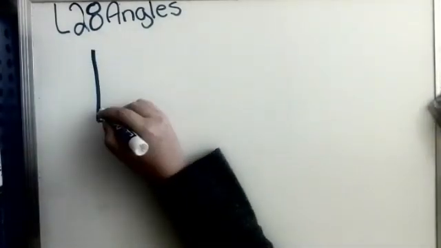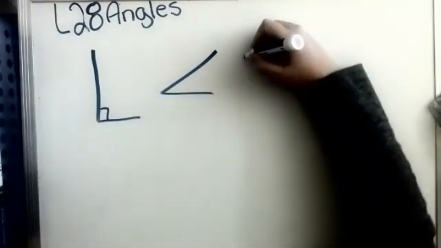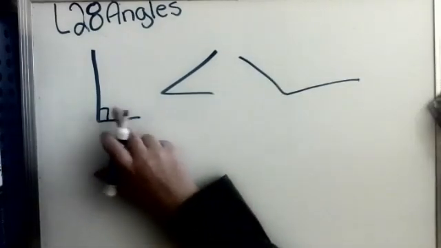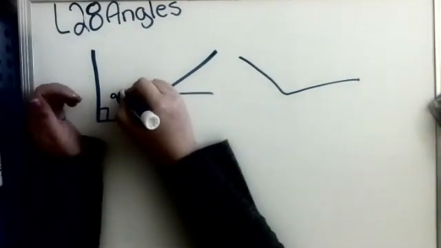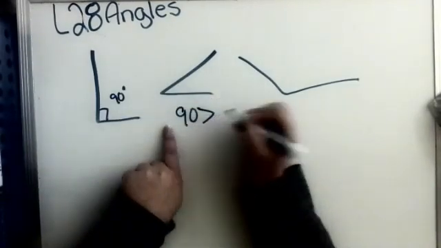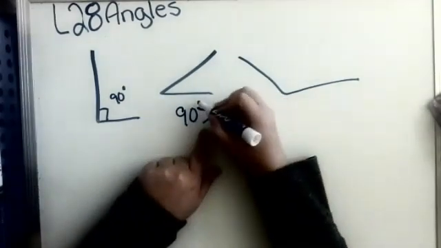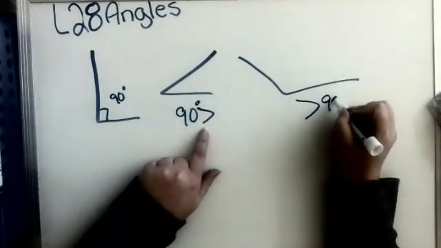Now, when you're looking at angles specifically, you are looking at three main angles. You're looking at right angles, you're looking at acute angles, and you're looking at obtuse angles. Okay, right is a right angle. Makes a right angle. This is 90 degrees. Okay, acute is anything smaller than 90 degrees. Okay, so it is less than 90 degrees. And then obtuse is anything larger than 90 degrees.